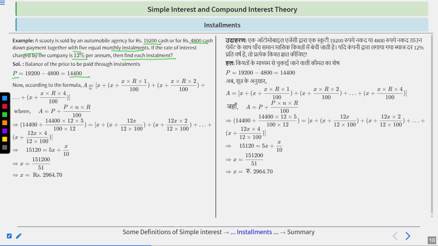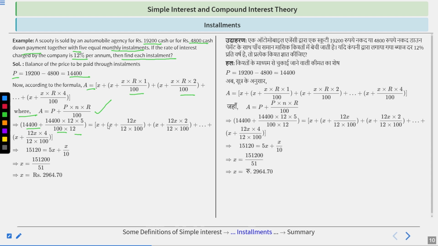Now according to the formula, we just put the values in this formula. So A equals x plus, in the bracket, x plus xr into 1 upon 100. In the same way, the second installment will be x plus xr multiplying by 2 upon 100 and so on, in the same way x plus x into r into 4 upon 100, where A equals P plus P into N into R upon 100. We can say that. Now we just put the values in this formula. So 14,400 is our principal amount which we need to pay. 14,400 multiplying by 12 multiplying by 5 upon 100 multiplying by 12. Clear? Because it is monthly.